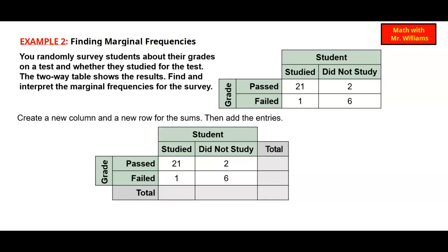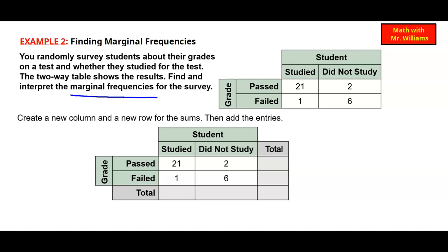Math with Mr. Williams. Example 2. Finding marginal frequencies. You randomly survey students about their grades on a test and whether they studied for the test. The two-way table shows the results. Find and interpret the marginal frequencies for the survey. Okay, so we see we have our table, and now we created a new column and a new row for the sums. Then we're going to add these entries in.